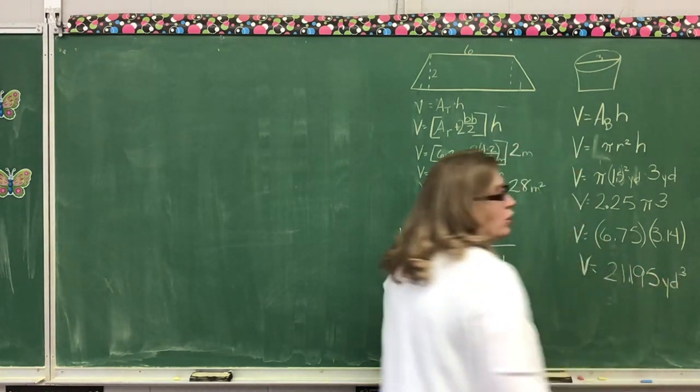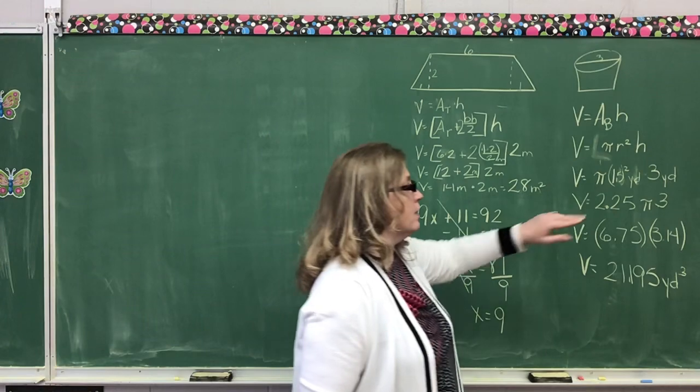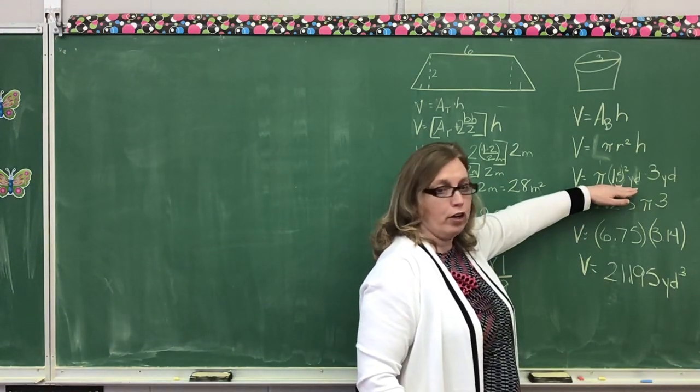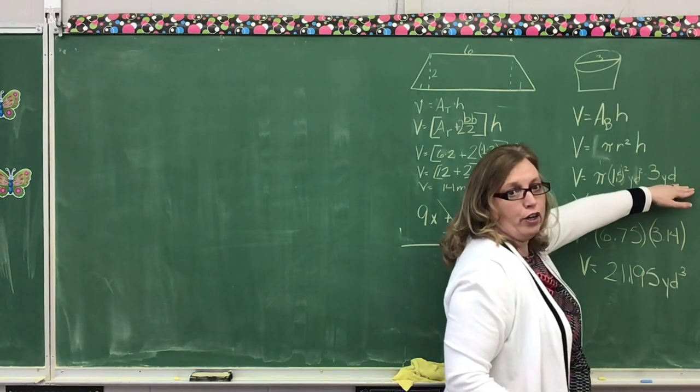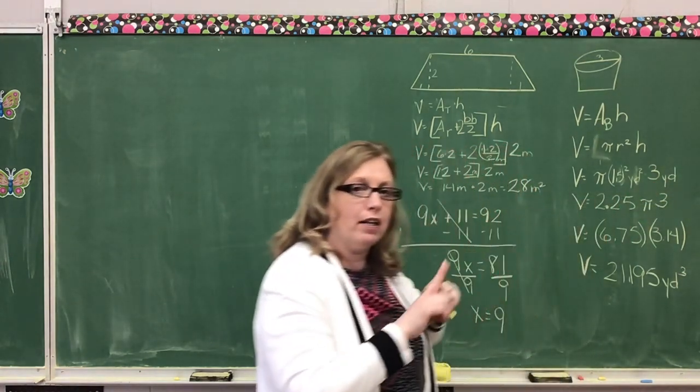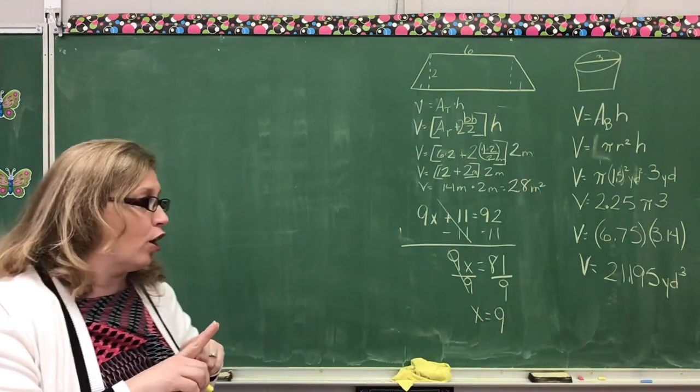It's volume, so it's cubic yards, because this is going to become square yards because it's the area. This is going to be just a yard. So when we have that, we can end up our answers in cubic yards, okay?